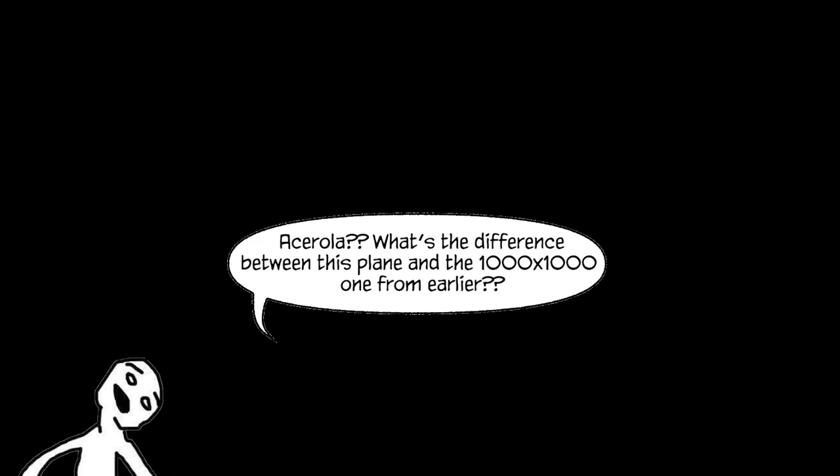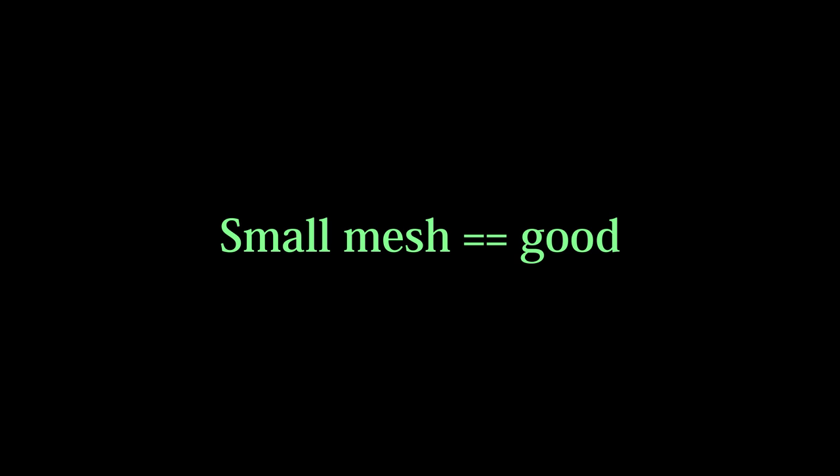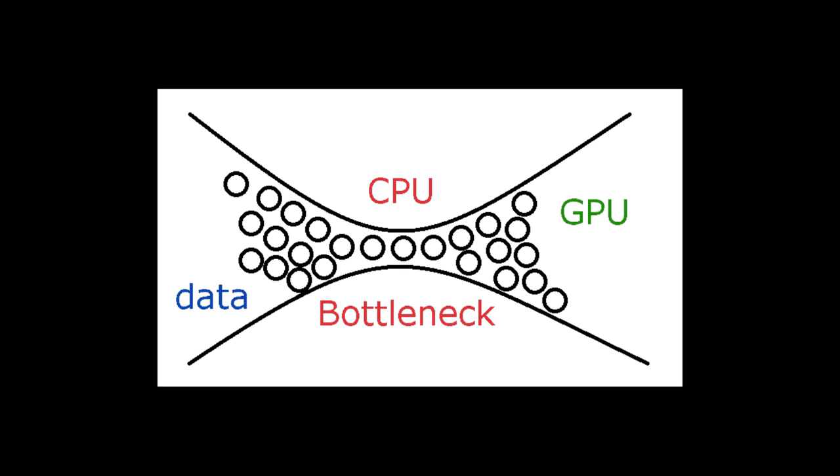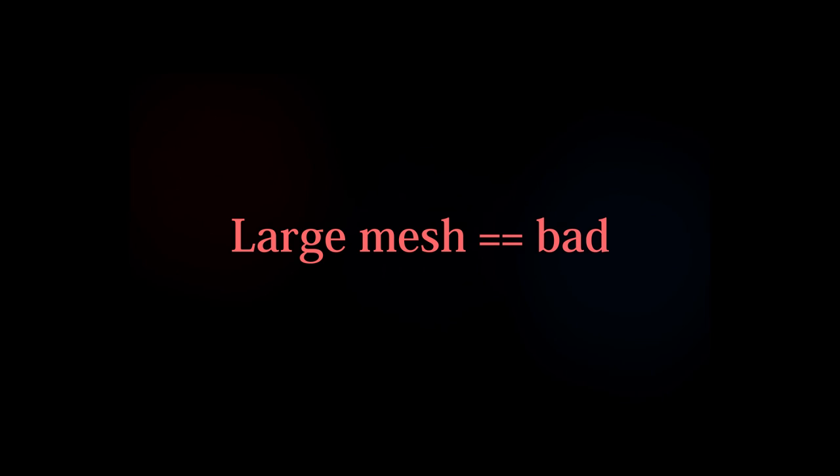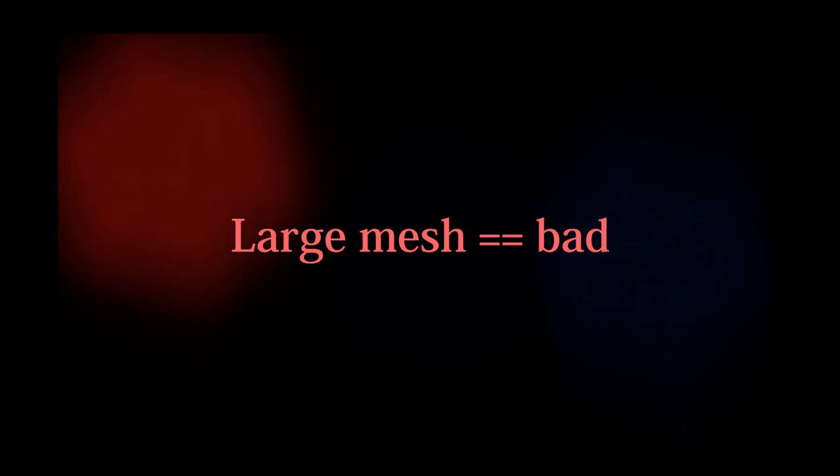Now, you may be asking yourself, Acerola, what's the difference between this and the 1000 by 1000 plane from earlier? And that's a great question. The answer is that the less mesh data you pass to the GPU, the better, as data communication will always be the biggest bottleneck of any machine. It's obviously much faster to pass 100 triangles to the GPU than a million triangles.